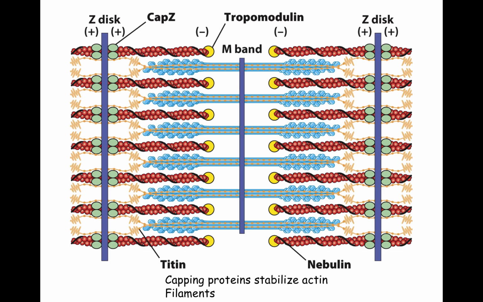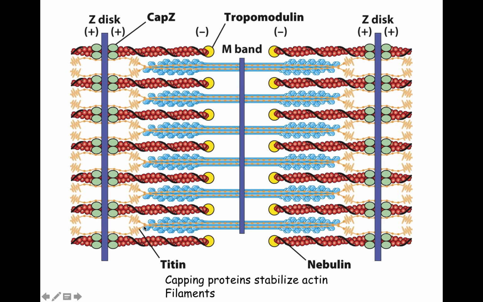muscle actin filaments. These include things like CapZ, titin, and tropomodulin, and nebulin, which is this black one running around. These all function to stabilize this arrangement of myosin on actin, this interaction of myosin on actin.